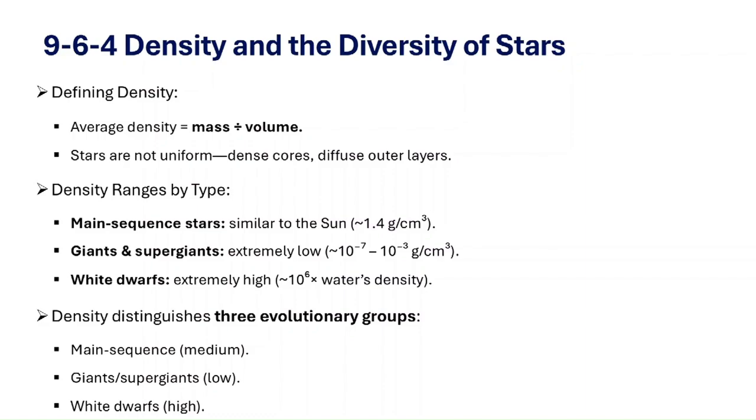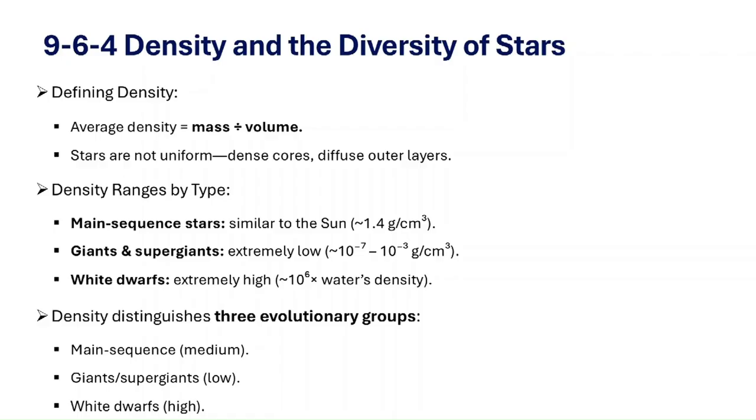Main sequence stars are stable and burning hydrogen in their cores. Giants and supergiants have expanded during late evolutionary stages, and white dwarfs are the dense remnants left after a star has exhausted its fuel. Pretty amazing, right?